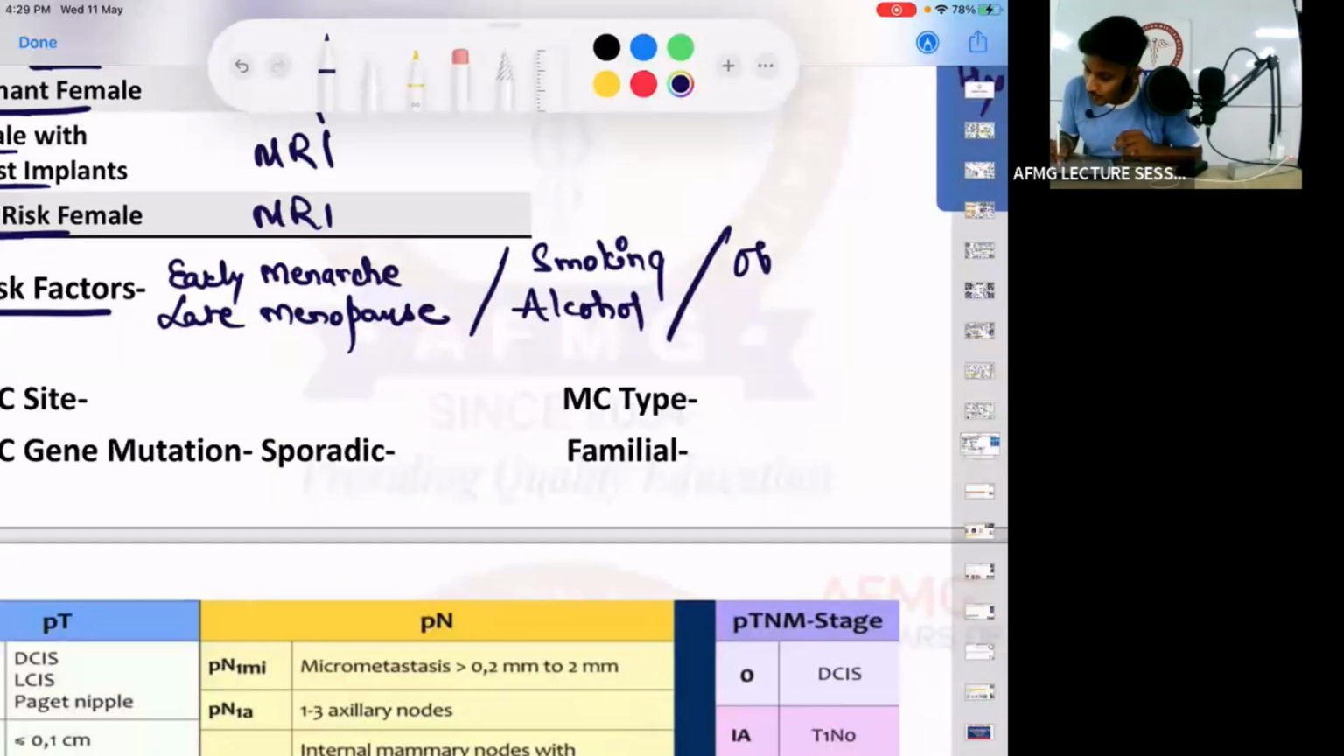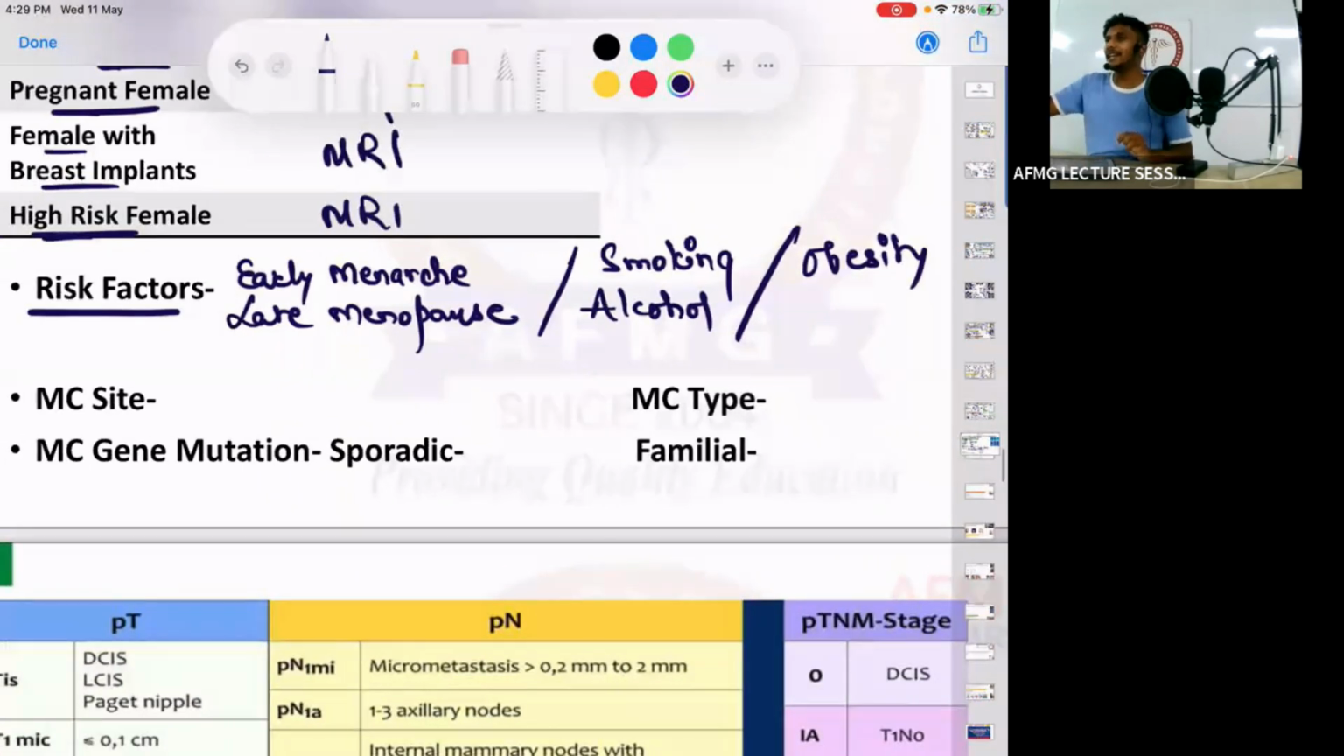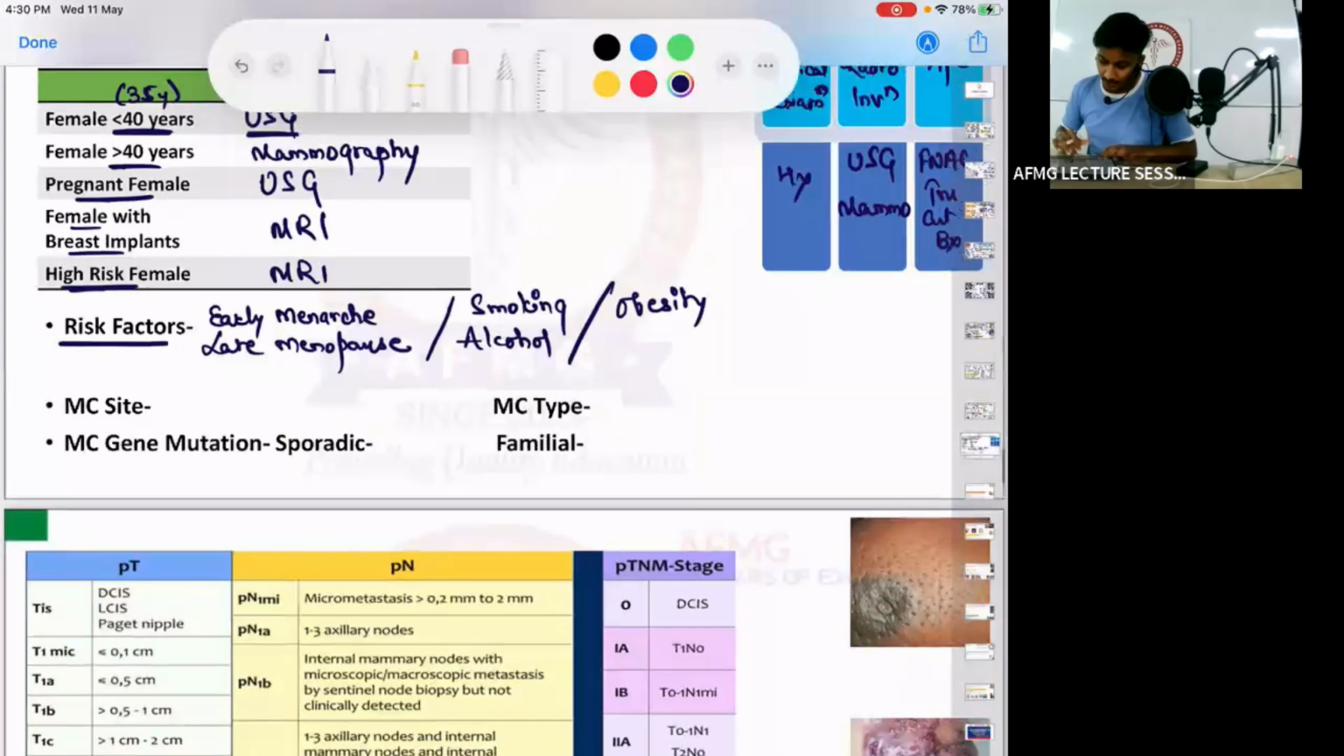Apart from that, obesity, because with obesity more production of estrogens would be there, okay? And all other gene mutations, whatever they are, all of these are important risk factors, okay? So early menarche, late menopause, smoking, alcohol and obesity, okay? And one more important, pregnant nahi hui kabhi, that is nulliparity is a risk factor or a nulligravida, whatever you call it.